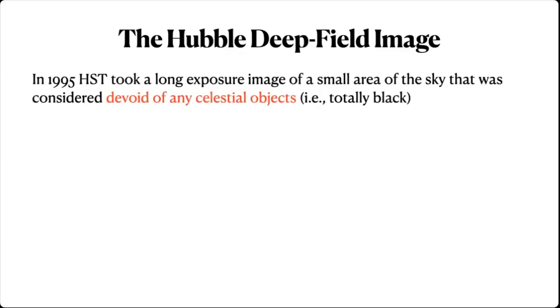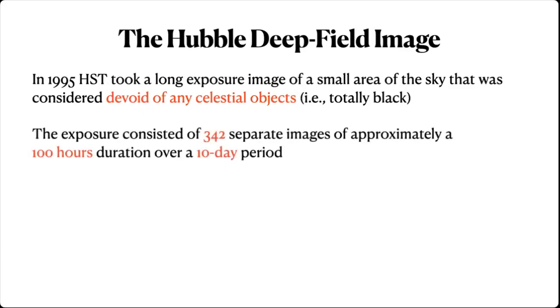So in 1995, the telescope took a long exposure of a part of the sky that was devoid of any known celestial objects. It was a black part of the sky. Of course, we're talking a very small part of the sky where there's not known to be anything. The exposure consisted of 342 separate images taken over 100 hours with a 10-day period. And that's one of the beauties of having electronic detectors, is you can just keep adding images on top of each other, and it's like you're making a very long exposure.